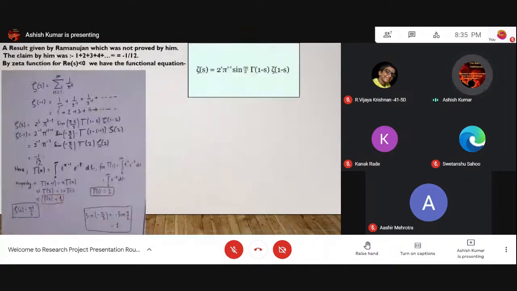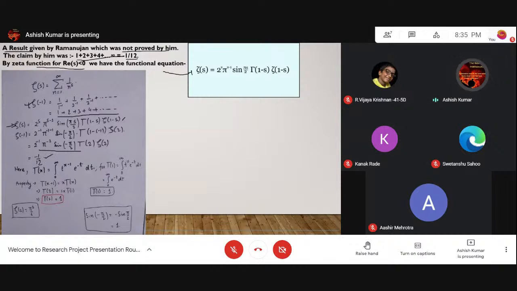Now you can see a result given by Ramanujan, which was not proven by him. It was given in a letter to Hardy. It was written that the sum of all these natural numbers till infinity is -1/2. We can prove this by the zeta function for real part less than zero by using this functional equation. By Euler's definition of the zeta function, we can write this as the sum of the natural numbers. And by the functional equation for real part less than zero, we can write this as this functional equation. By putting -1 here in this equation, we get this value and we get -1/2.